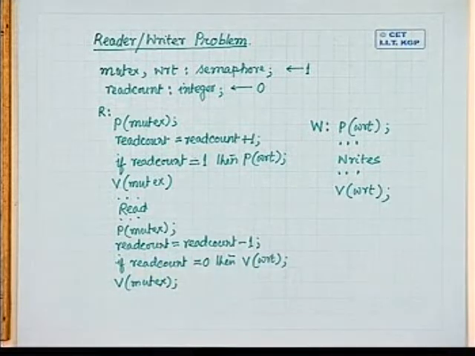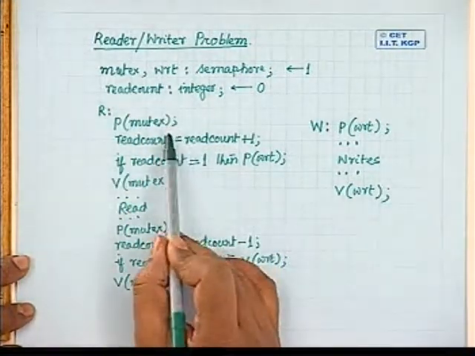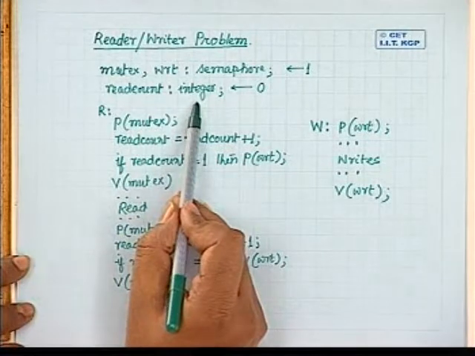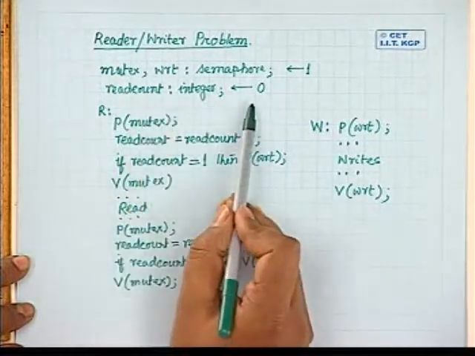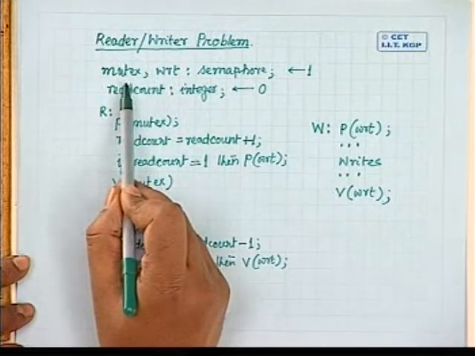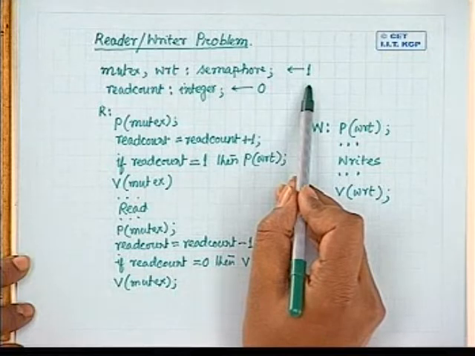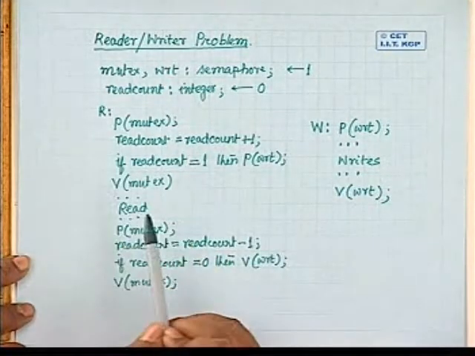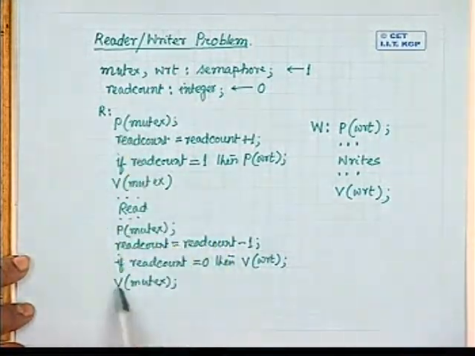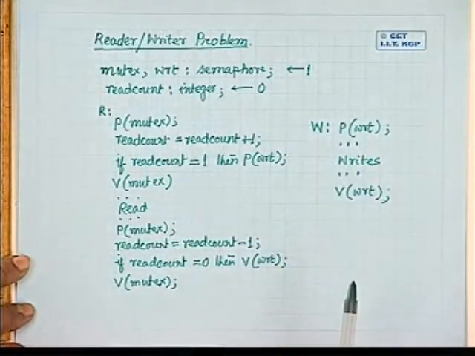Now let us see how this thing works. You find that we have used two semaphore variables, one is mutex and one is write, and there is one integer variable which is read count. Read count is initialized to 0, and both the semaphore variables, mutex and write, are initialized to value 1. Okay. What does the reader process do? Every reader process will have similar code. Similarly, every writer process will have similar code.